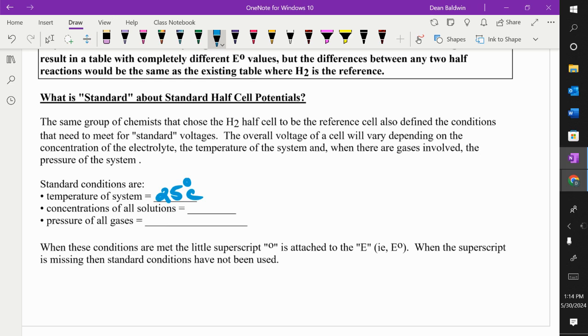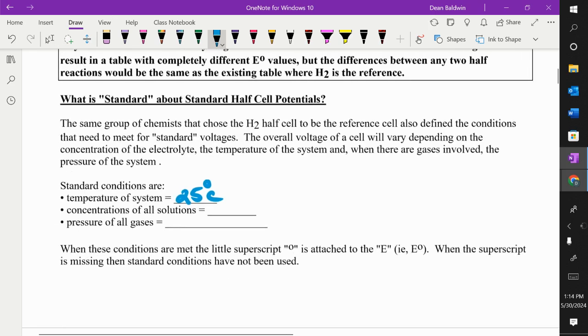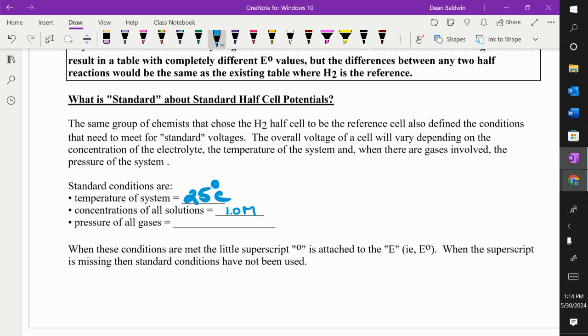Concentrations of all solutions are 1 molar. Make it nice and easy. And the pressure of all gases is 1 atmospheric pressure, or does anybody know what it is in kilopascals? 22. That's moles. That's the liters of 1 mole.